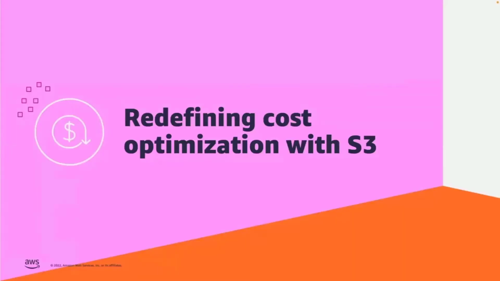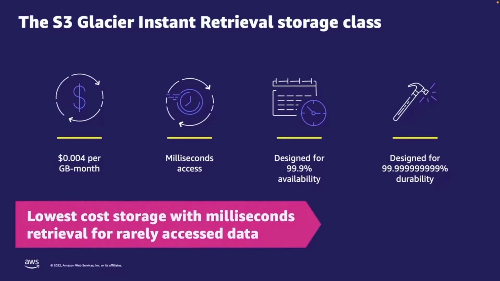Building on top of S3's industry-leading scalability, availability, security, and performance, I'm super excited about today's presentation because I get to talk to all of you about some of the ways that customers can redefine cost optimization in S3. Specifically, I want to highlight two recent announcements that I think redefine how customers can optimize their storage cost. First, at re:Invent, we announced S3 Glacier Instant Retrieval, a new storage class that delivers the lowest cost storage in the cloud for long-lived, rarely accessed data that requires milliseconds retrieval.